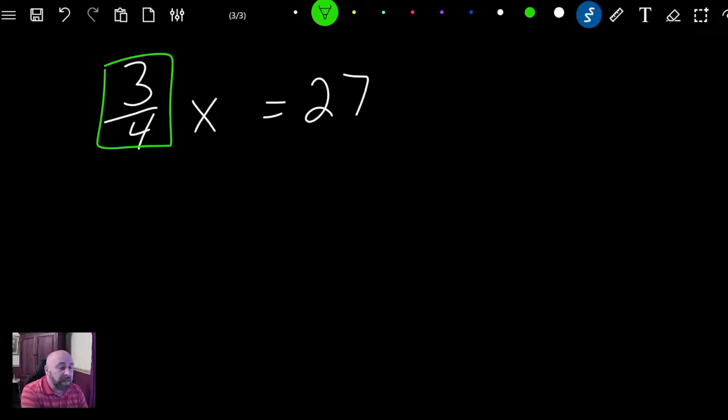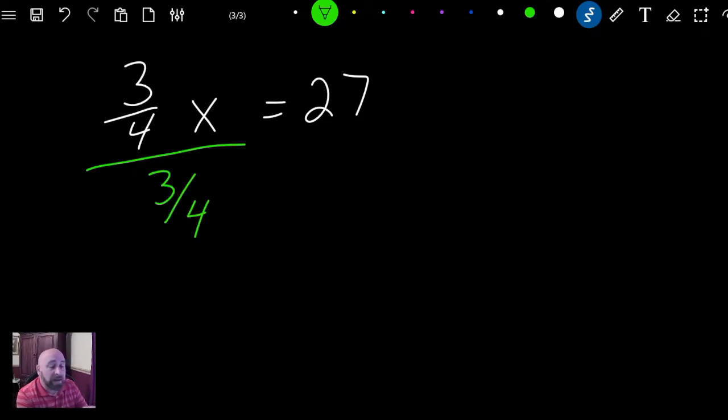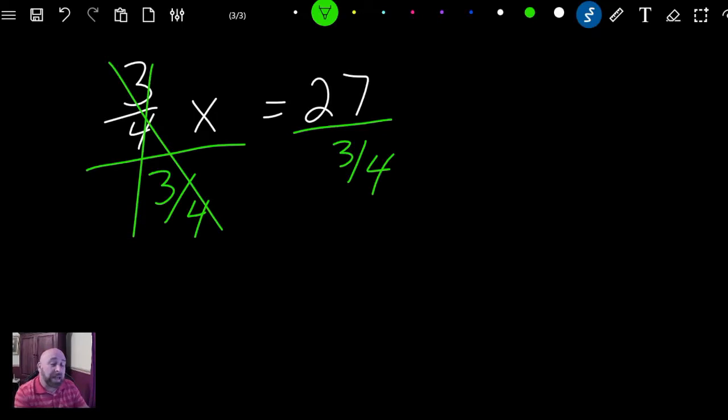Notice that this is like saying 3/4 times x, right? Because there's no sign in there. So when there's no sign and you have your letters and your numbers just crunched together, that means it's a multiplication problem. So watch this. I can do this two different ways, and here's what I'm going to do. If I'm multiplying by 3/4, then I need to divide both sides by 3/4. What happens here is I get a cancel.